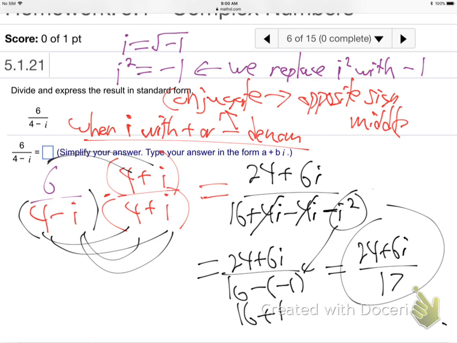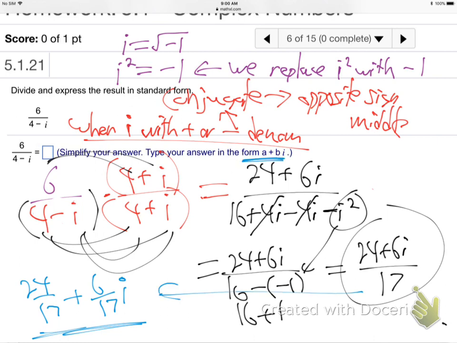It'll probably look that way. MyMathLab is super picky. Remember, they want you to separate it. So they want you to say 24 over 17 plus 6 over 17 I. They want you to separate it into two. That's what they're saying here: form A plus BI. They don't want one fraction. They want two separate.